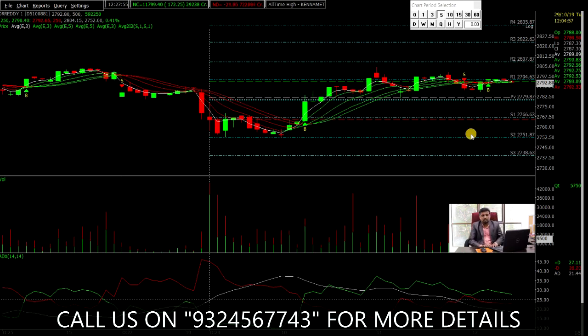Now this is all about forming a trading setup with the help of rainbow moving averages and ADX.